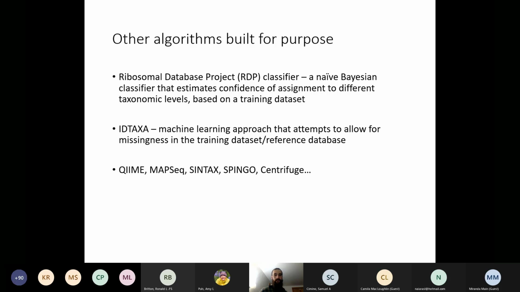There are some nice innovations on top of this. One, just as an example, is eDNA. This is similar, but it's a machine learning approach that attempts to allow for missingness in your training set and your reference database, which I think is an important consideration, because you might misestimate your level of certainty if you don't consider the potential for missingness, which is pretty common in databases. But there are many other tools, including in the suite associated with QIIME, MapSeq, Syntax, SpinGo. Centrifuge uses a little bit of a different concept, but has that same goal of getting us back to taxa based off of the sequences that we got.